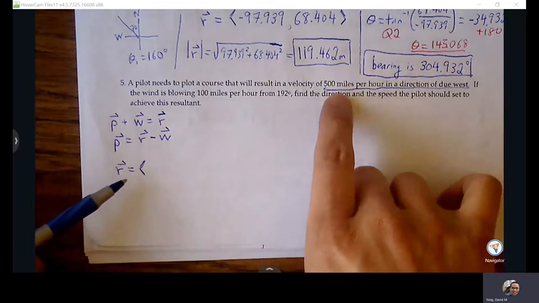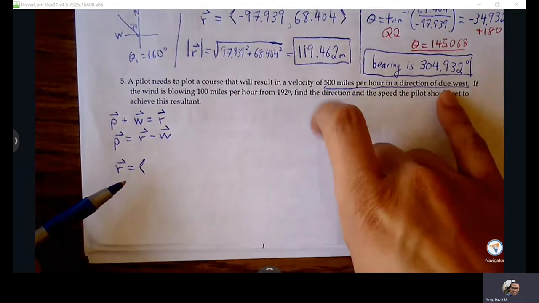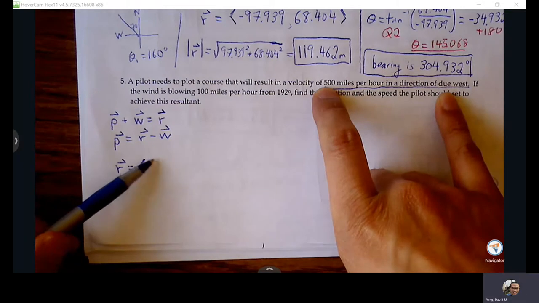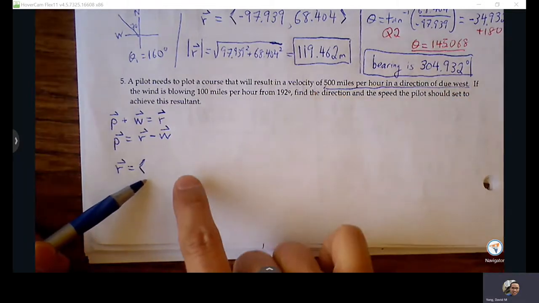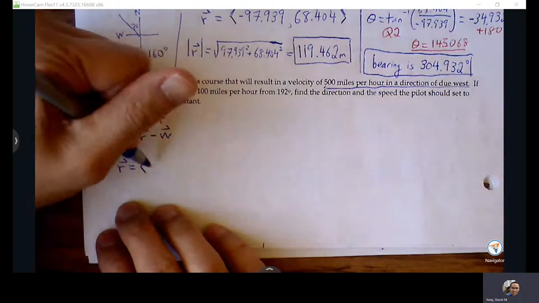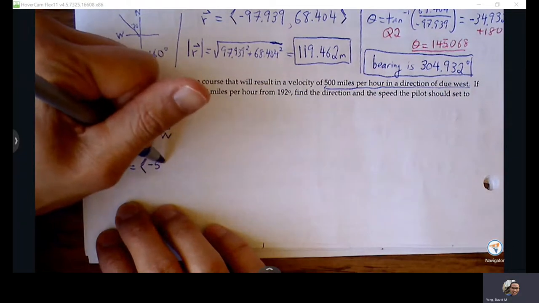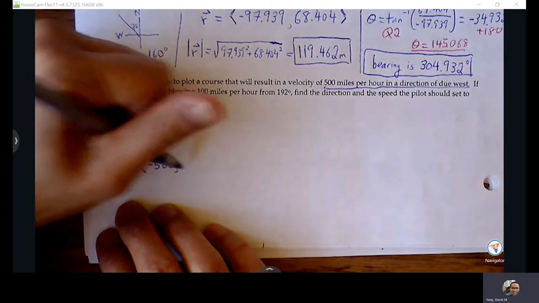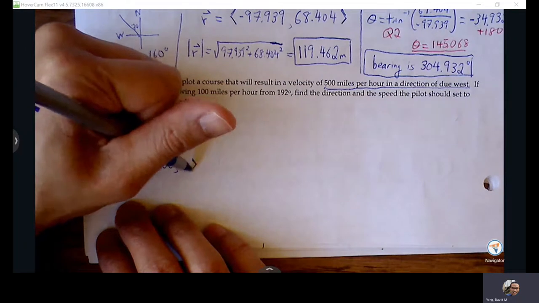Okay. Well, let's see, this is due west though. So try again, what's the vector going to be? Okay, so negative 500 because it's going left, and then no vertical component, so we leave it at zero.